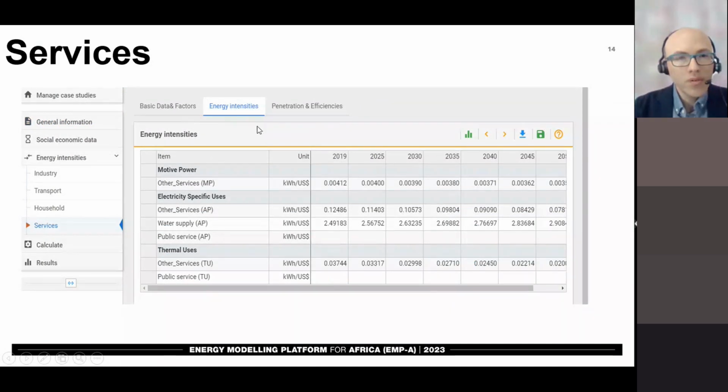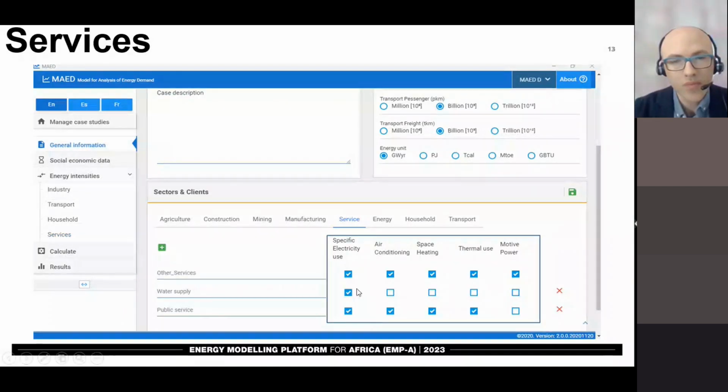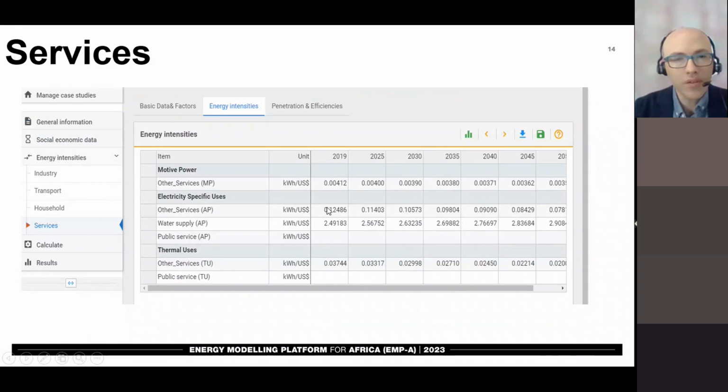The data after will be given through three sheets. There is a sheet about basic data and factors, a sheet about energy intensity, and a sheet about the penetration and efficiency. And here we can see in this sheet, which is about the energy intensity, we will have as many as the number of subsectors defined first in the first sheet. For example, when having here 3 subsectors, here we will introduce in MAED the information about the energy intensity for the different subsectors that were defined before.